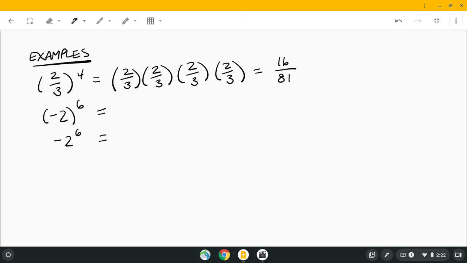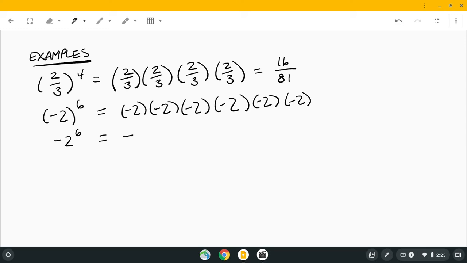Okay, so up here, this one, the -2 is the base. So the -2 gets repeated. 1, 2, 3, 4, 5, 6. Whereas this one over here, the 2 is the base, not the -2. So the negative would be all by itself out here, and then it's just the 2 that gets repeated. 1, 2, 3, 4, 5, and 6.